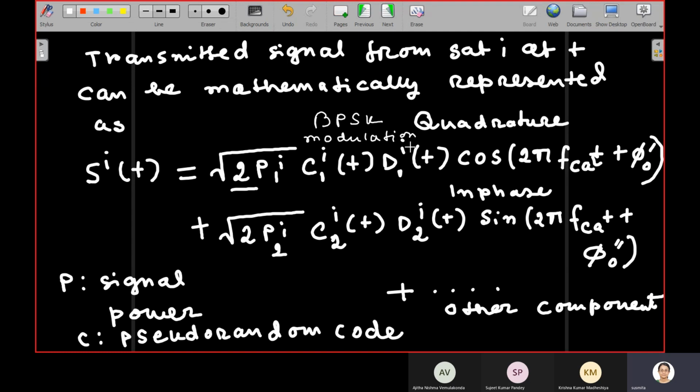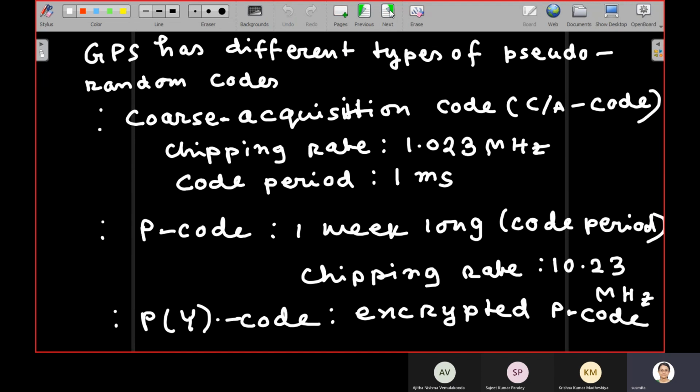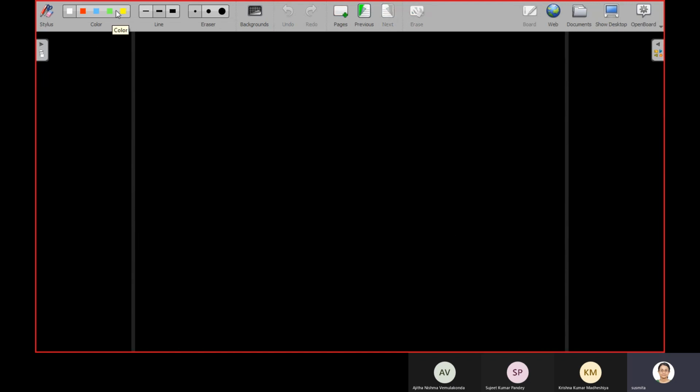So let's quickly see how the modulated carrier looks. Let's say this is the unmodulated carrier. This is unmodulated.